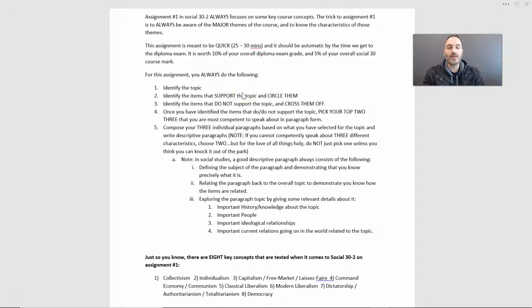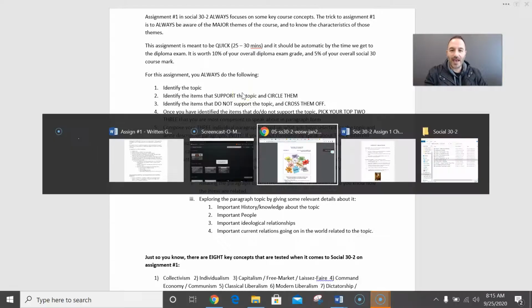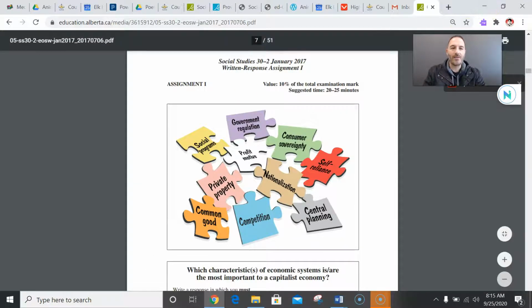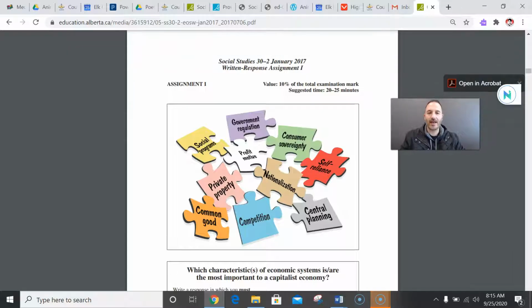Now, it says for this assignment, you always do the following. Honestly, the best way to look at what to do here is to actually look at an assignment number 1. So here we have an assignment number 1 that the government has released for students to check out. I will put a link to this in Canvas so you can see what an S, a PF, and an E looks like from the perspective of the government. And it's really not that magical. Now, first of all, note it says suggested time 20 to 25. I say 25 to 30, whatever, okay? It's meant to be quick because the other 2 assignments are much longer and require more depth in what you write, okay? So just be aware of that.